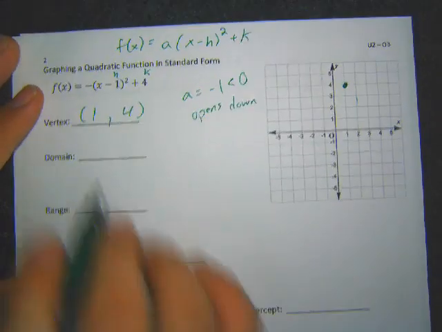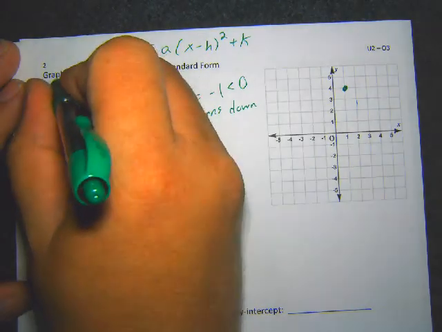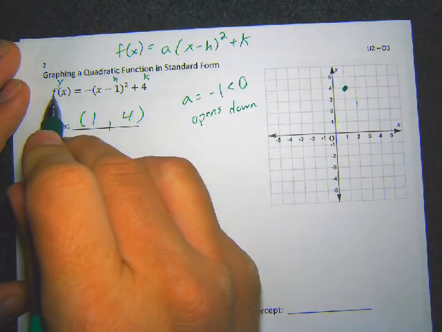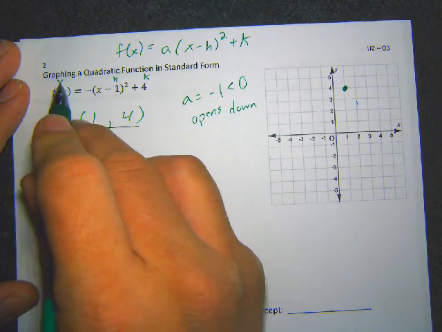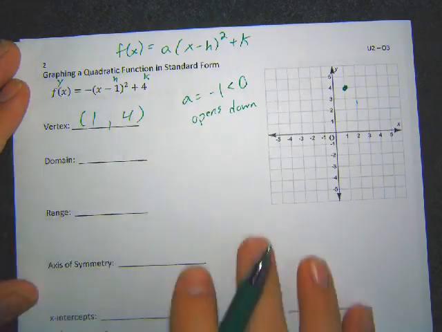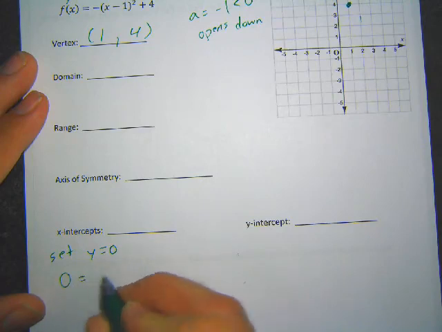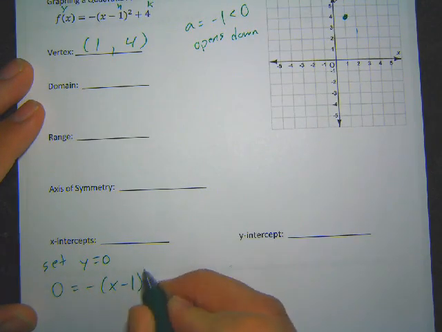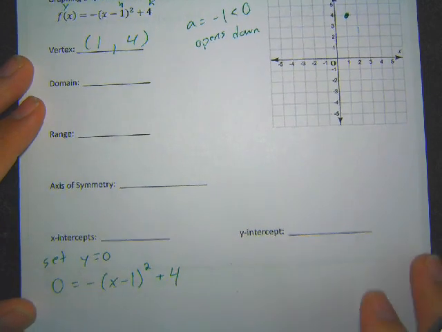Well, what's y in this equation? Remember that y is the same thing as f of x. So we're actually just going to set this equation equal to 0, because f of x is just another way to write y. This just tells us the function. So we have 0 equals negative (x minus 1) squared plus 4. So we're going to solve this equation.